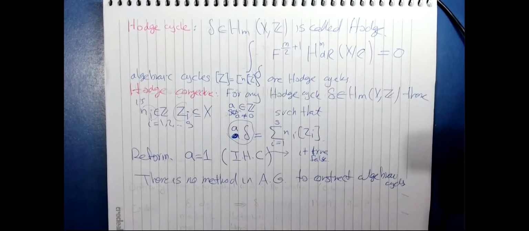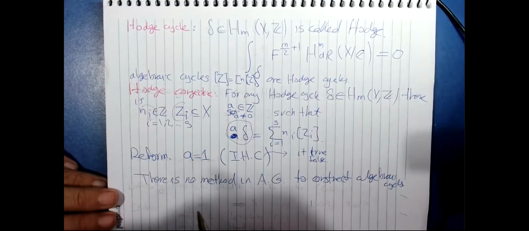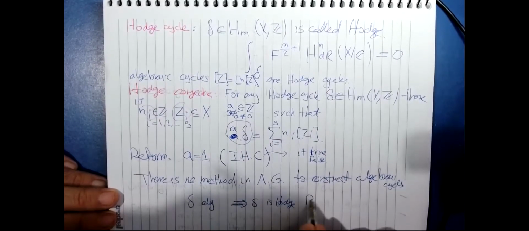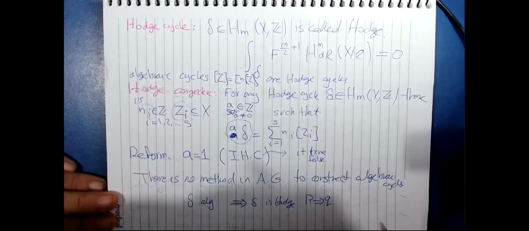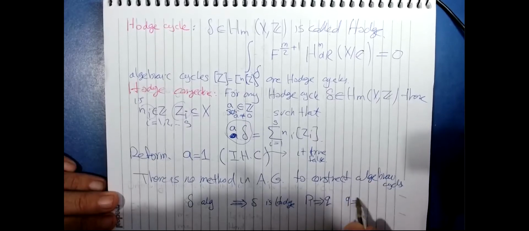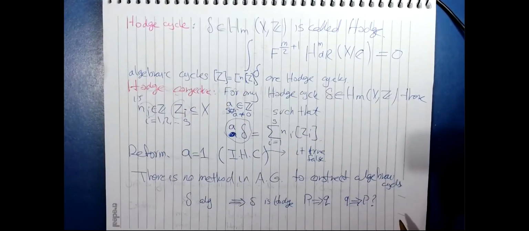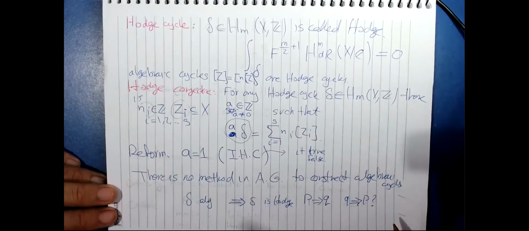So what are the main evidences for the Hodge conjecture? The first main evidence is from where it comes. It was: delta algebraic implies that delta is Hodge. Whenever we have a P implies Q statement in mathematics, we would like to understand if Q implies P is also true. And this is the main reason for the existence of the Hodge conjecture.